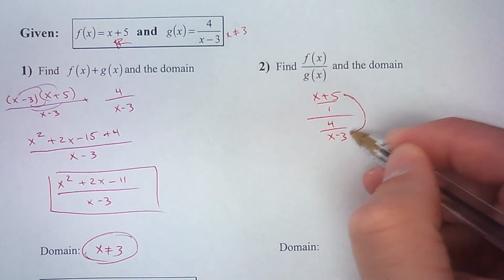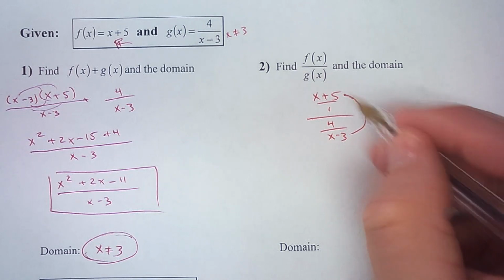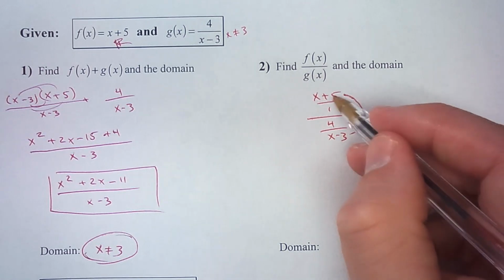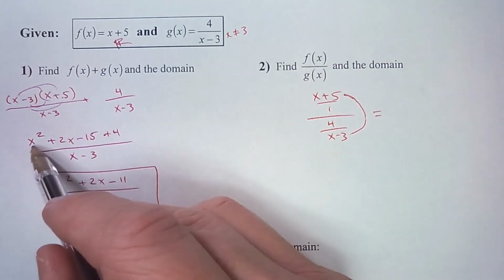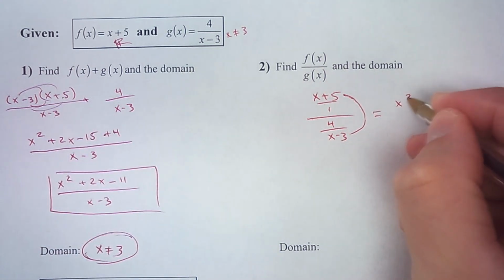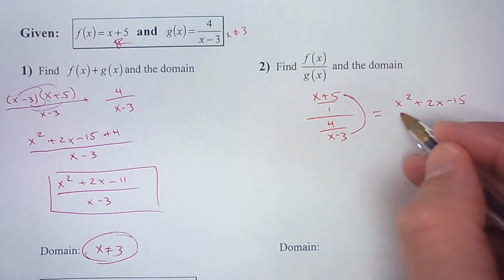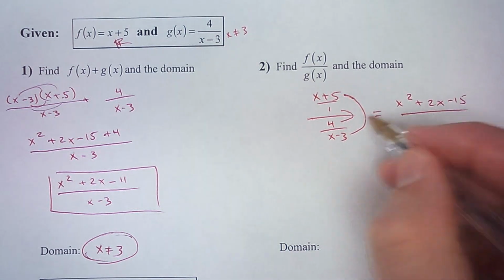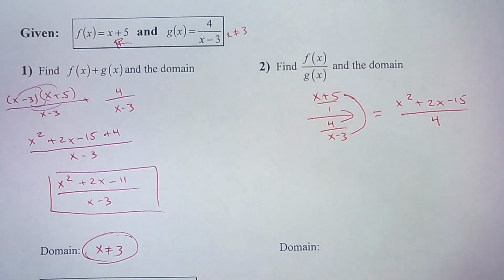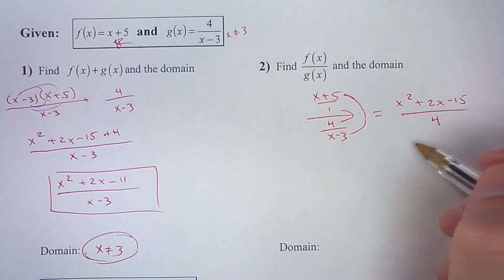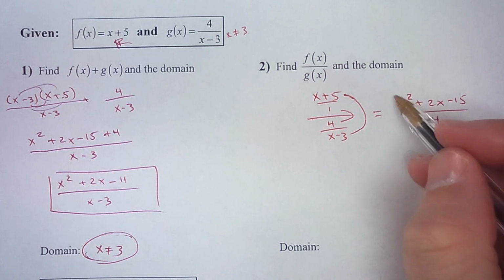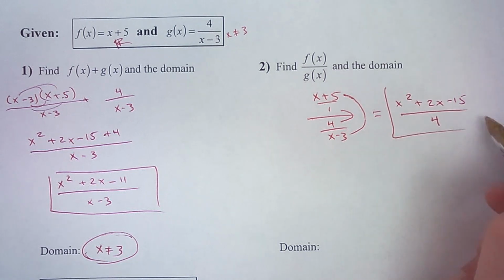This outer loop here will give me the numerator, and I've already multiplied these over here. So I'll just take this x squared plus 2x minus 15 over, and then this inner loop here gives me the denominator, 4 times 1. Okay, so there is my quotient.